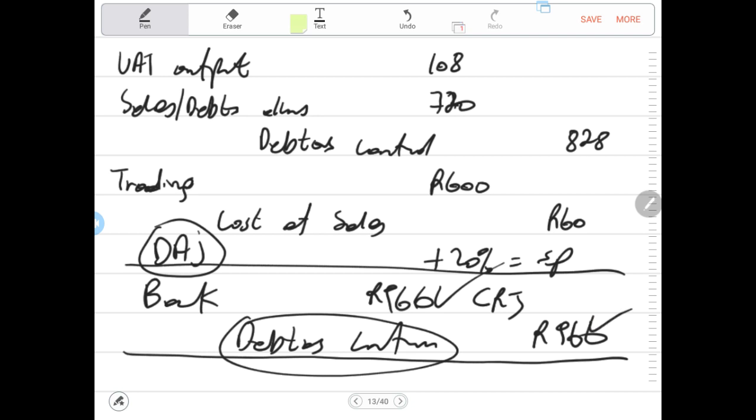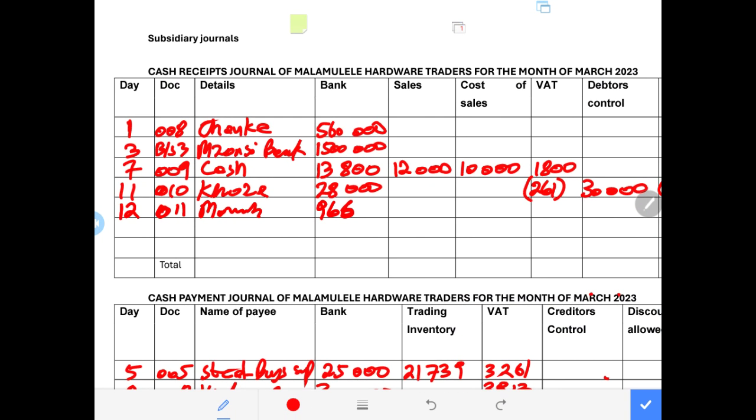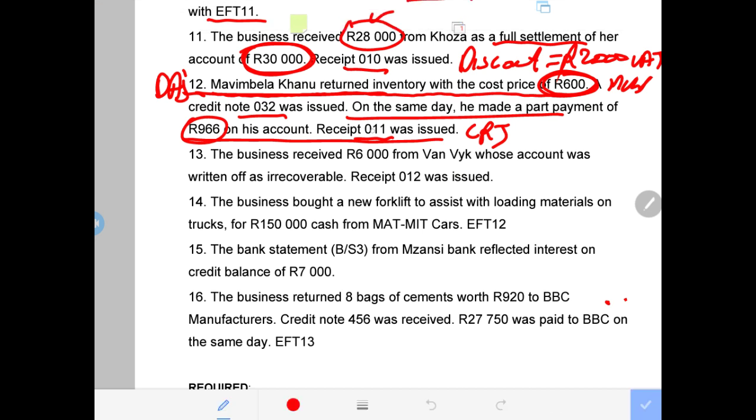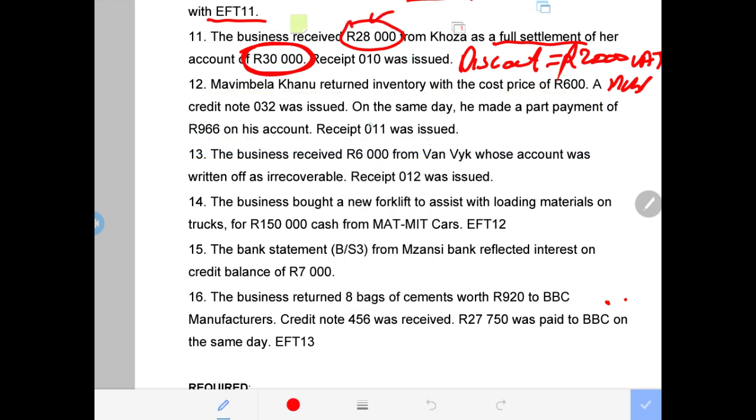Customers' accounts must decrease whenever they pay us. So now, do we have the debtors control column? Yes, there is 966. So this means we are done with the second transaction. What was the second transaction? The one that says on the same day, he made a part payment of 966 in his account. And the receipt was 011, which is a cash receipt journal, cash received from a customer.